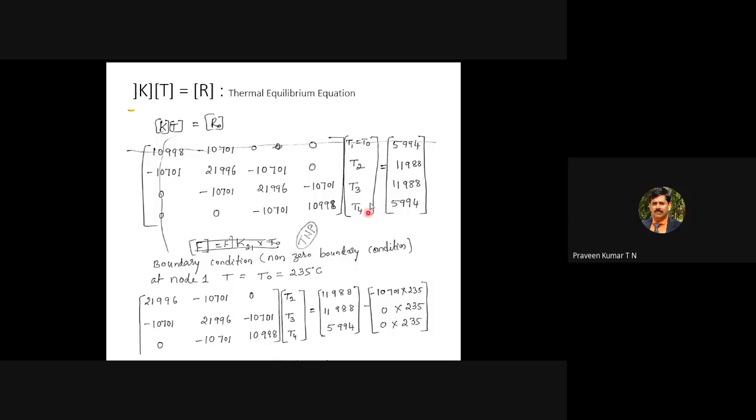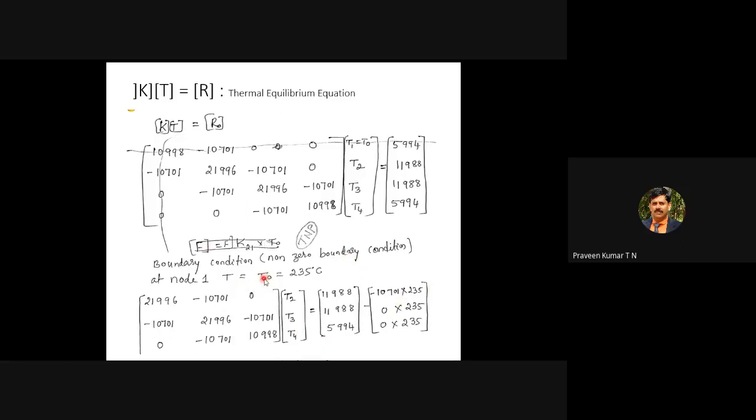When you eliminate the first row and first column, after eliminating you have to take this term K21 into T0, K31 into T0. This part you should be very careful.